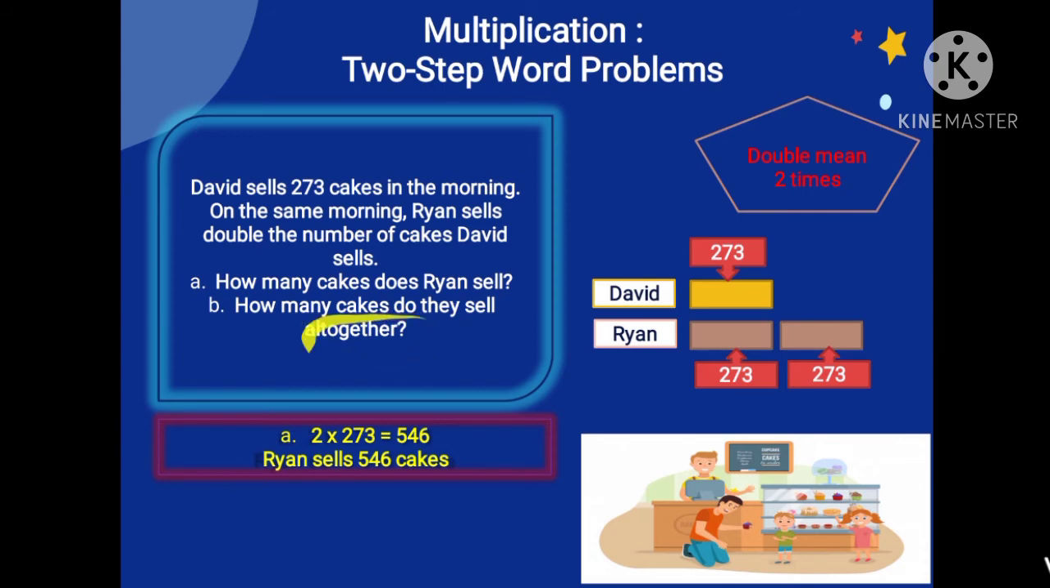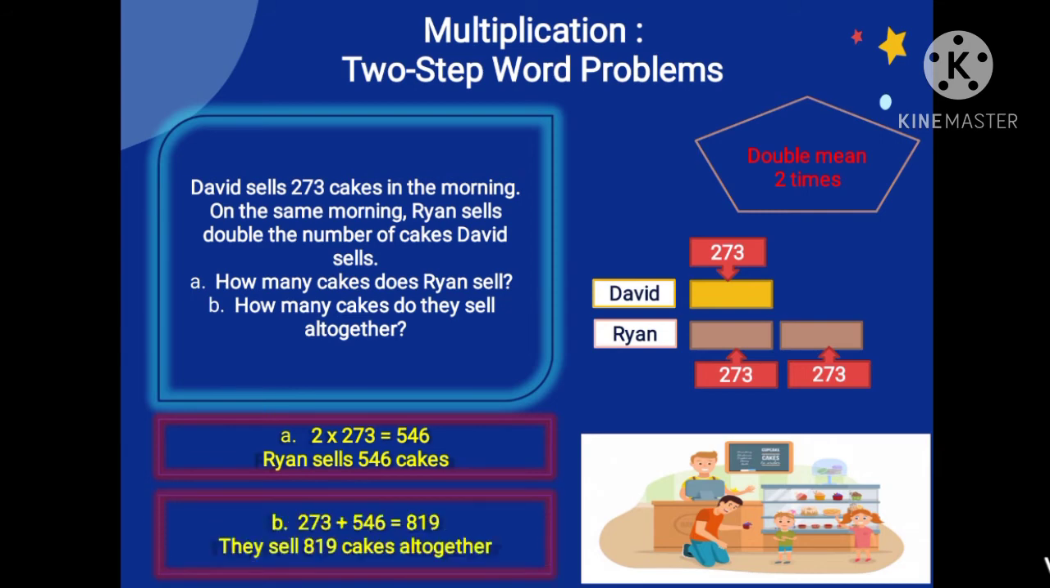Now the second question, how many cakes do they sell altogether? Altogether means you need to do addition. So they ask how many cakes do David and Rian sell? So you should add the number David sells, 273, and the number Rian sells, 546. So the cakes they sell altogether is 273 plus 546 equals 819. So they sell 819 cakes altogether. Get it? That's next.